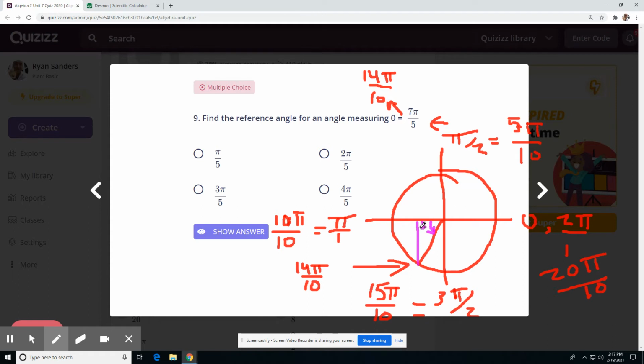All right. So what is that angle right there? That's our question. So basically you would take the 10 pi over 10, subtract it from the 14 pi over 10, and then that's going to be your answer. All right. So you're always comparing it to the x-axis.